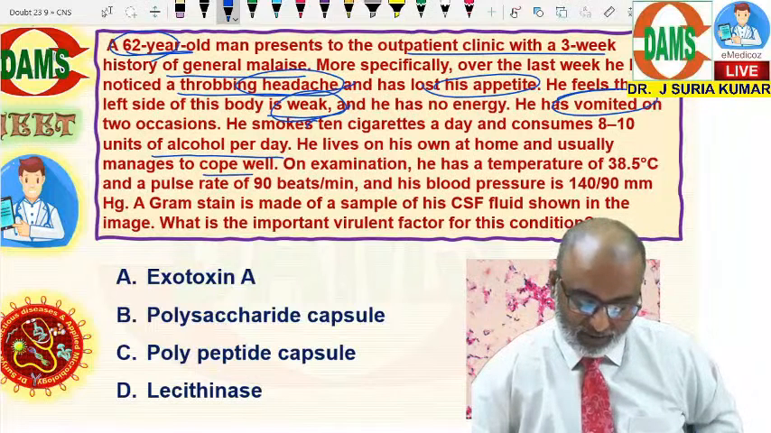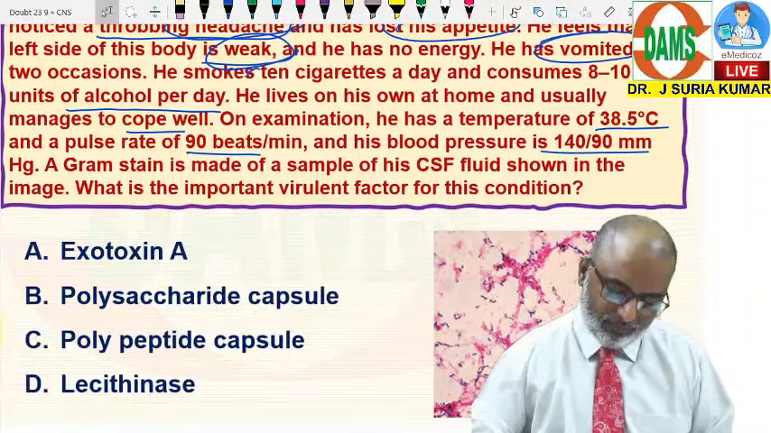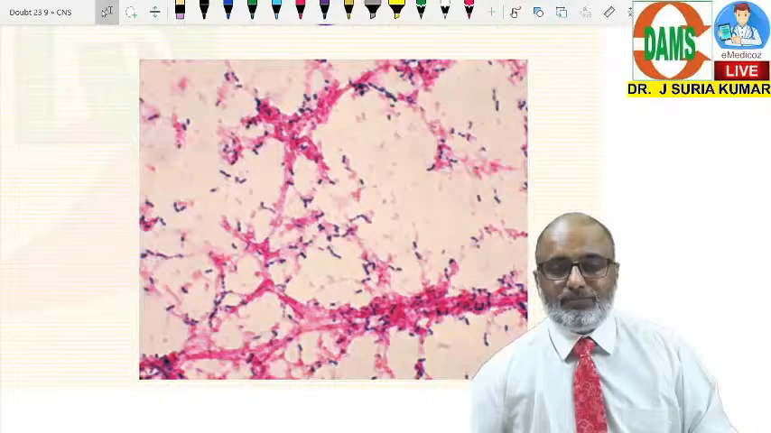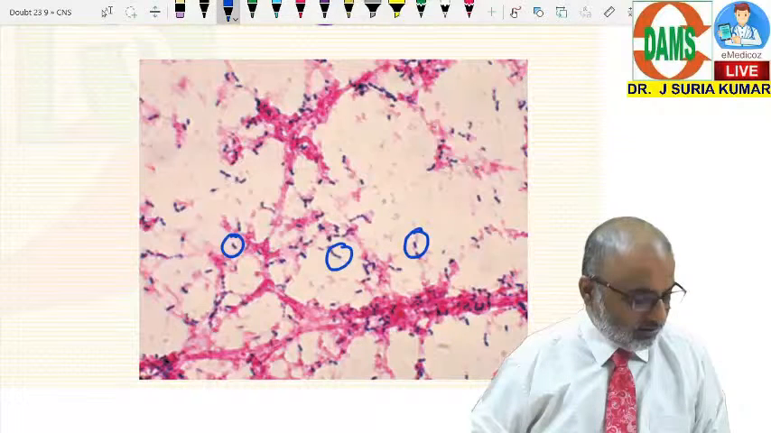On examination, he has high temperature, and pulse rate and blood pressure a little high. A gram stain made from a CSF sample is shown in the image. What is the most important virulence factor of the condition? See the gram stain. He is an old man having meningitis-like features. What will be the organism? Extremities of age. It's a gram-positive diplococci, almost flame shaped. Yes, this is pneumococci, Streptococcus pneumoniae.